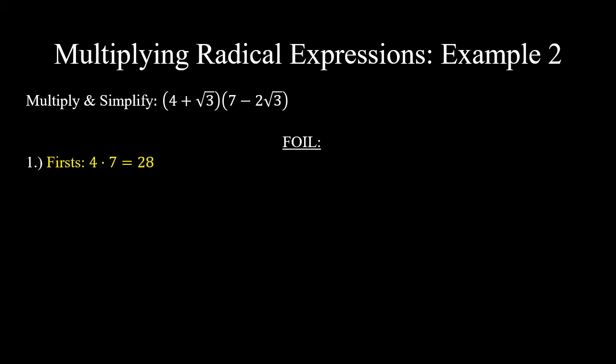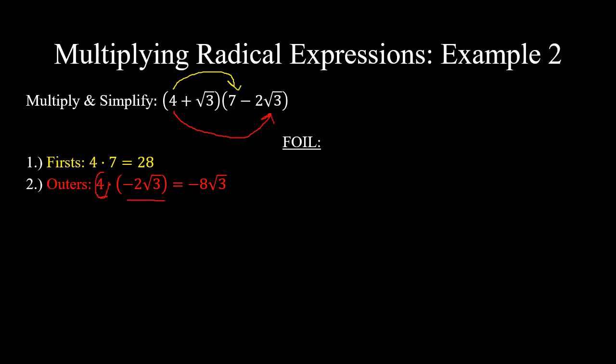So of course FOIL stands for, the F stands for firsts. Here our first terms are 4 times 7, which gives us 28, pretty easy. Next we go to the O, which are our outers. So 4 and negative 2 square roots of 3. So we have 4 times negative 2 square roots of 3.